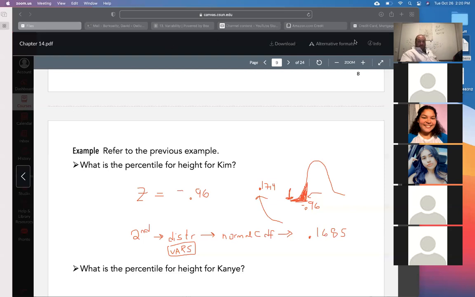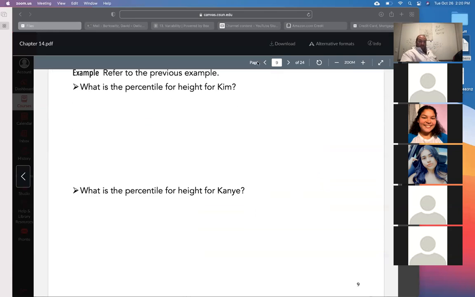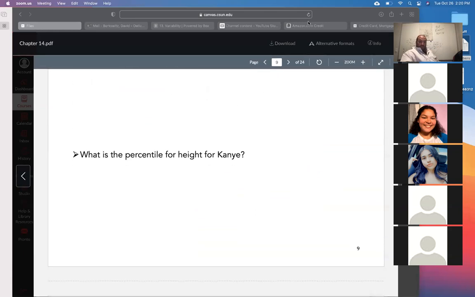Let's do another example with Kanye. What was Kanye's z-score from last time? Negative 0.67. So let's go ahead and use our calculator to get the percentile for negative 0.67.